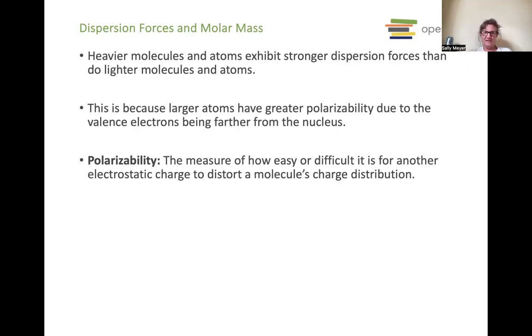So polarizability is the measure of how easy or difficult it is for another electrostatic charge to distort a molecule's charge distribution. It really depends on how tightly those electrons are held to the nucleus and how easy it is to influence them with some other charge.